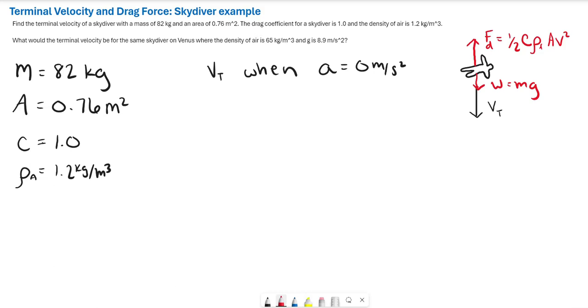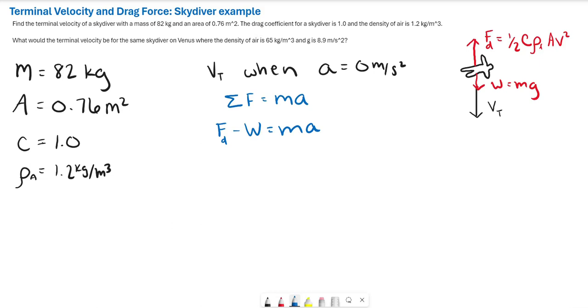So we want to look at the sum of our forces as we always do in force problems. So the sum of the forces, or the net force as it is often referred to, is of course equal to mass times acceleration. Our net force here is going to be the drag force in the positive direction and the weight in the negative direction. That's equal to the mass times the acceleration. Now this is just the general equation for when something is falling and there is drag from the air.